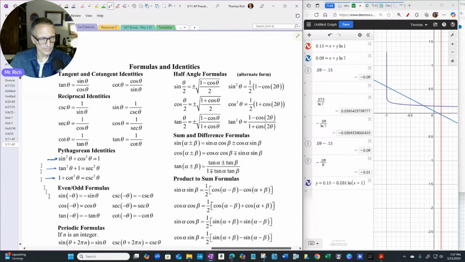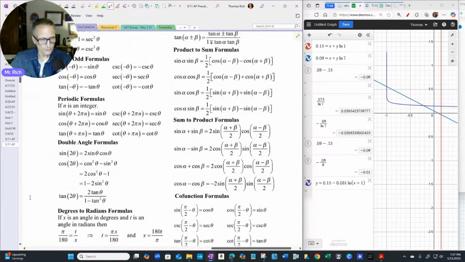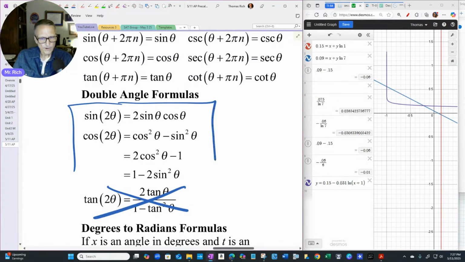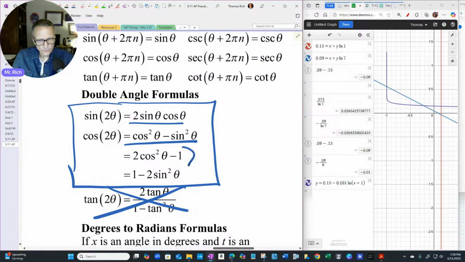The other identities that you need for the test, you do need to know the sine and cosine double angle, don't need to know the tangent double angle, but you do need to know all 3 of these, right? The sine double angle, there's only one option right there. It's 2 sine cosine. And then on the cosine 2 theta, if you memorize this one, these 2 can be derived by combining this one with the Pythagorean identity, where you substitute in for cosine squared and sine squared. So these 2 can be derived from this along with the Pythagorean identity.